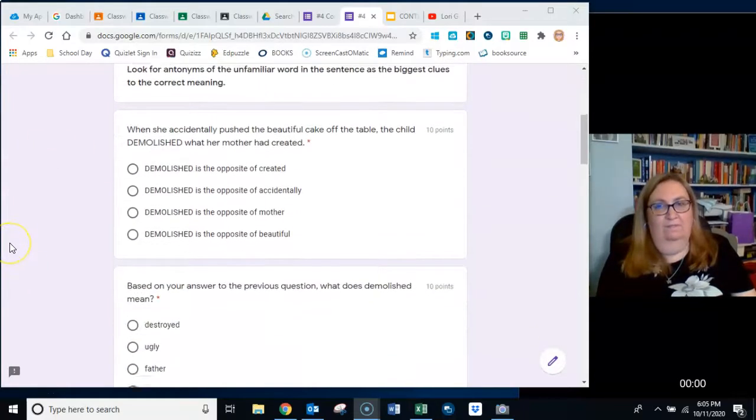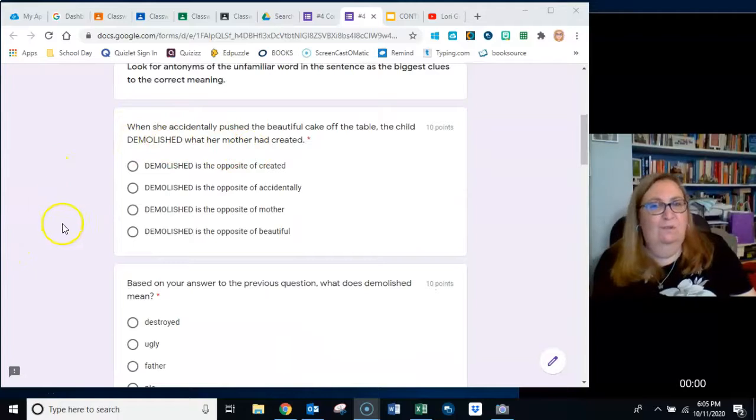Let's look at one together. You're actually going to have 2 questions for each sentence. So here's the sentence. When she accidentally pushed the beautiful cake off the table, the child demolished what her mother had created. So we're looking at demolished. I want to know first which word up here is the antonym for demolished. So is demolished the opposite of created, accidentally, mother, or beautiful? When she accidentally pushed the beautiful cake off the table, the child demolished what her mother had created. So demolished is the opposite of created.